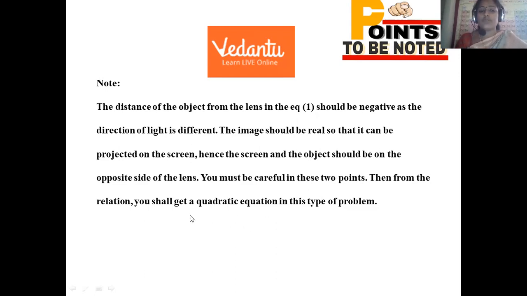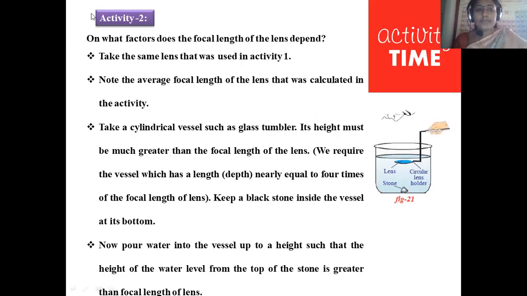That is the thing we have to take into consideration. You must be careful in these 2 points. One point is the sign convention should be taken into consideration. And the second is you have to notice that the object is kept on one side and the image is going to be formed on another side. These two things are to be taken into consideration. So thank you.